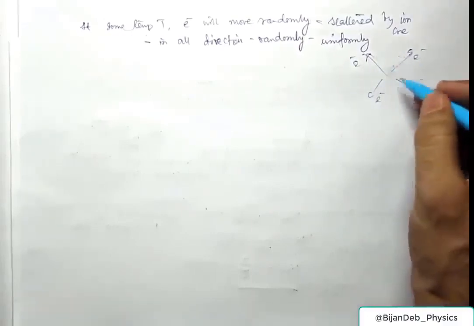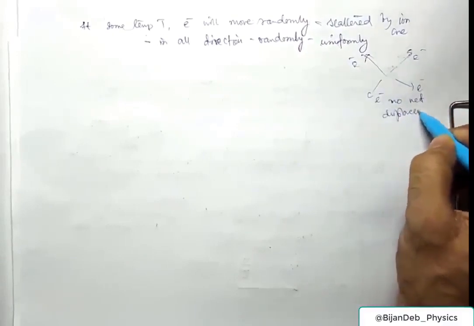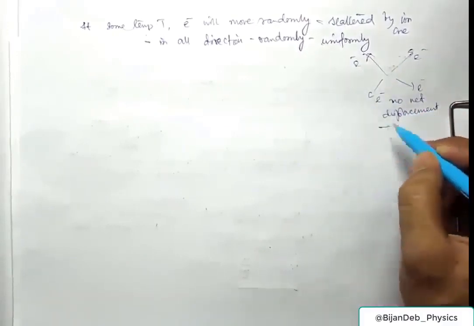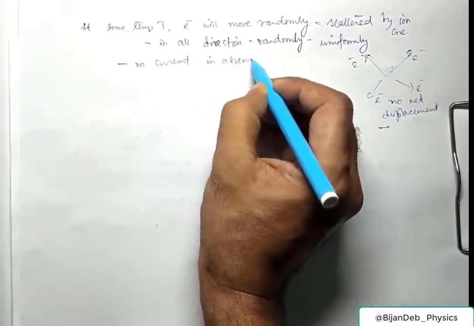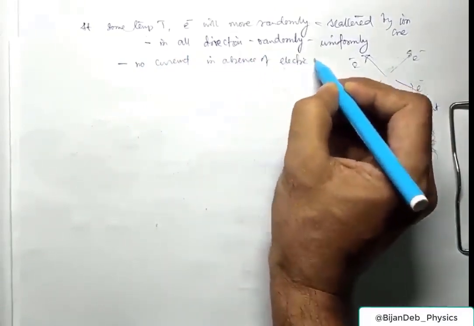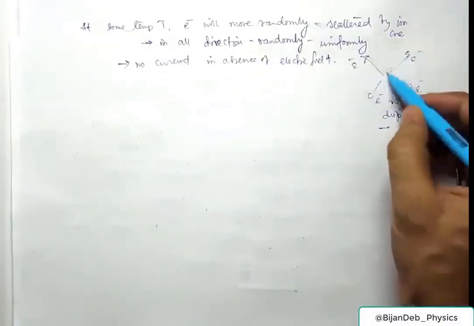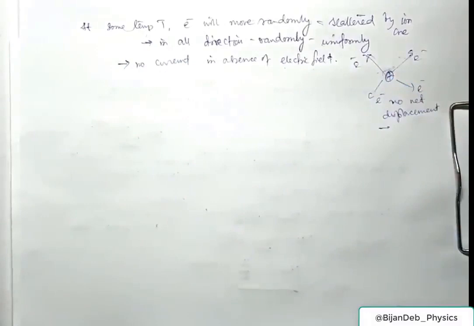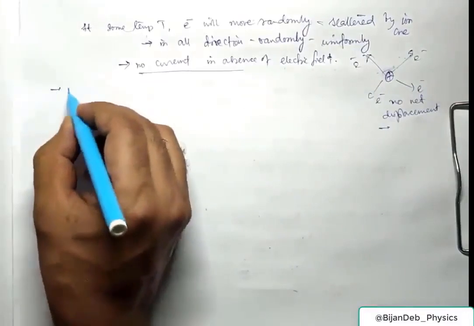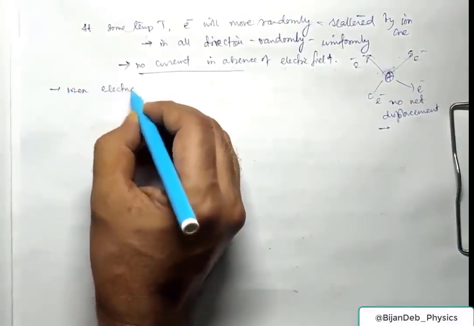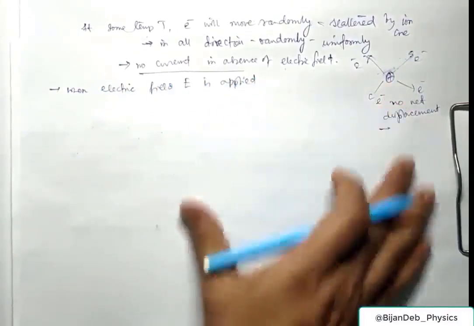So vectorially we have no net displacement. No displacement means no current in absence of electric field. Due to random motion, all electrons will be scattered in all directions by all ions uniformly, so we have no net current. Okay, but when an electric field E is applied, so these all are on the free electron theory.